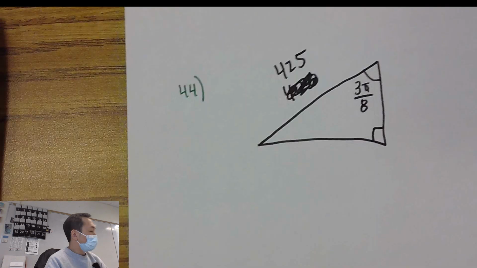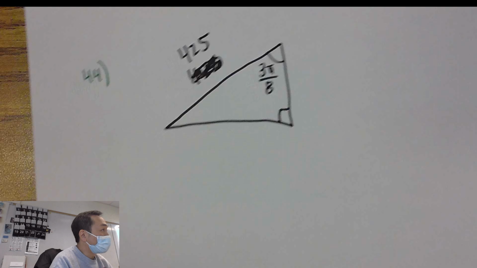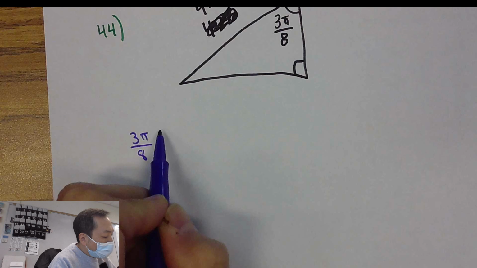So if you guys remember that list, the denominator being over 8 is not a special one. It's not going to be a special one. So we got to convert it using our conversion rate. So 3 pi over 8 times, I want to get rid of my radians, so pi, and then 180, I want degrees. So right off the bat, these pi's cancel out.